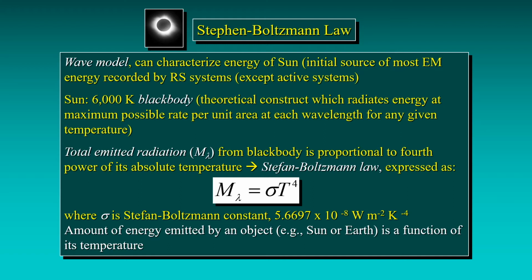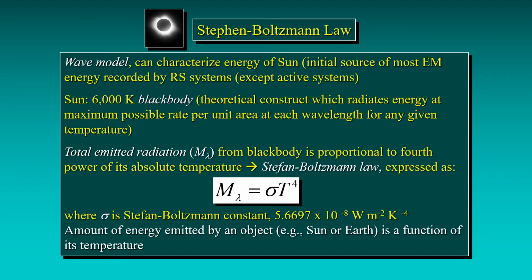So again, if the energy is coming from the sun, we can think of the sun as what we call a 6,000 Kelvin black body, which is a theoretical construct that radiates energy at the maximum possible rate per unit area at each wavelength for any given temperature. That's a very useful concept in remote sensing. We can think of this as a perfectly efficient radiator of energy, at each wavelength for any given temperature.